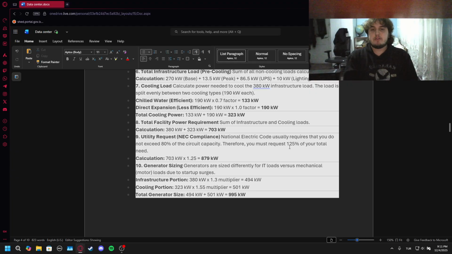Infrastructure portion, 280, 1.3, 494. Cooling portion, another 1.55 multiplier. Total generator size, 195 kilowatts. This is needed because there might be stuff that you don't know that might happen. The UPS, or some of it, fails, so you need to actually supply more power.